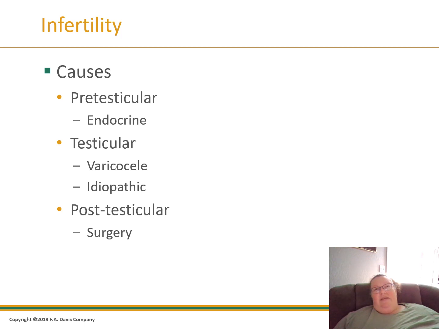Remember, somebody said it's best to wear boxers instead of briefs. Well, there is something to be said for that. The warmer the testicles are, the hotter the sperm gets, the more damage is caused. So maybe not wearing anything binding or keeping the testicles too close to the body may be helpful for fertility. Also, varicoceles, idiopathic reasons, and post-testicular surgery can also cause infertility.